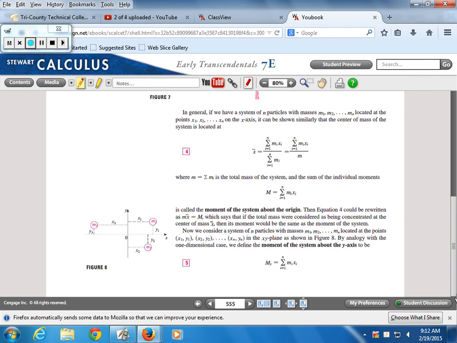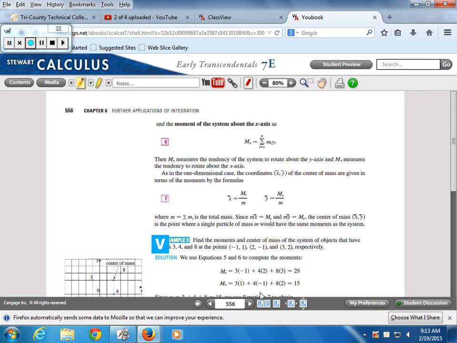Okay, here's where we start talking about center of mass right here. There we go. This is what I wanted to pull up. I want you to write these two things down right here. Your X bar and your Y bar.